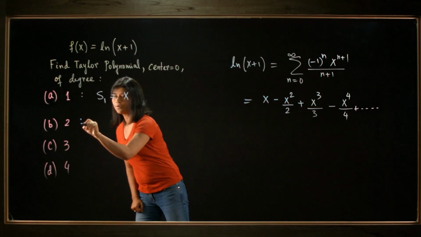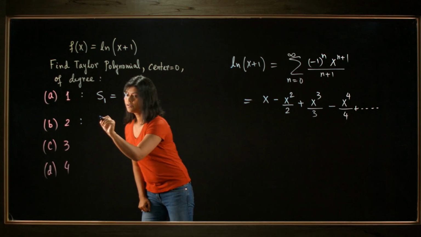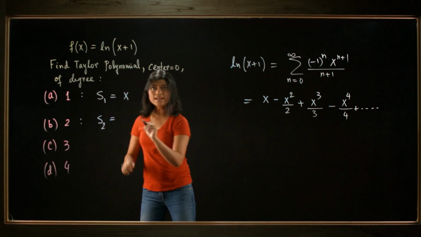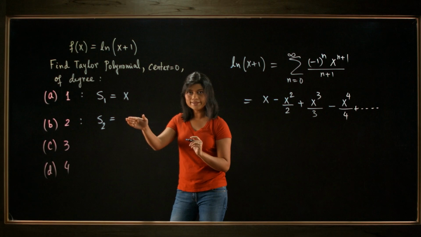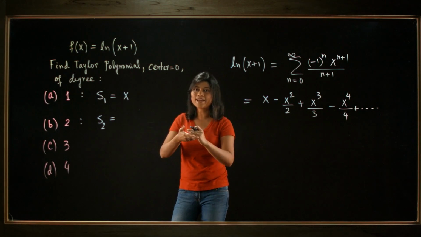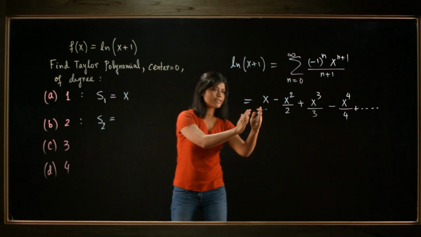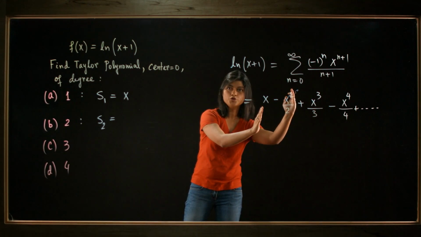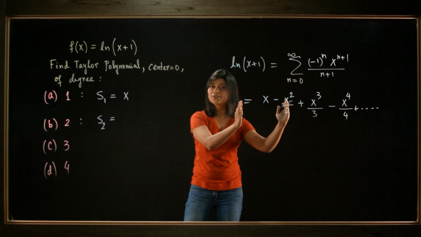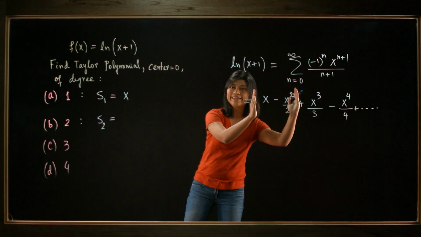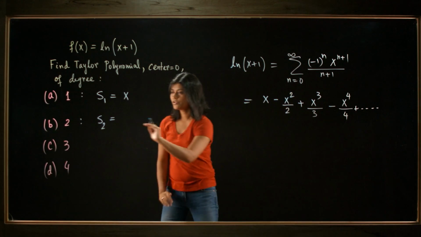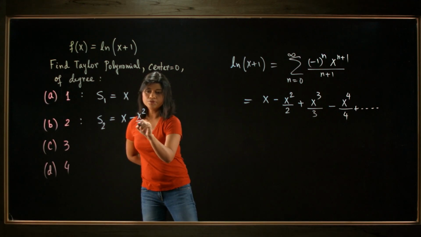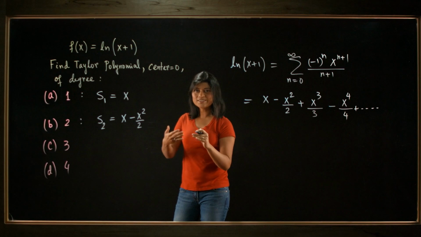Let's do the second one, so it'll be more clear. Next we have to find the second degree polynomial, S2. What does that mean? A second degree polynomial is one where the highest degree of x is 2. So let's see. x has a power 1, and then the next term has a power 2. So in order to write the second degree Taylor polynomial, you just stop after the second term. So this polynomial is x minus x squared over 2. I hope you see the pattern now.